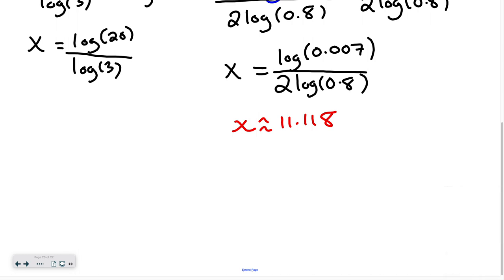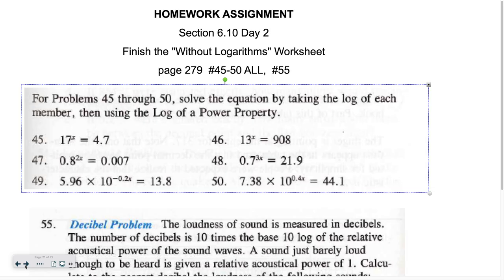We want the exact, so shoot for that exact answer there every time. And I believe that takes us to the end of that concept. Yeah, and then there's your assignment. Okay.